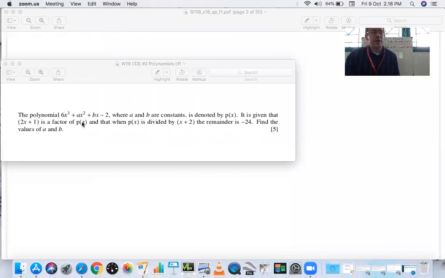It says the polynomial 6x cubed plus ax squared plus bx minus 2, where a and b are constants, is denoted by p of x, our polynomial function of x. It is given that 2x plus 1 is a factor of our polynomial, and when our polynomial is divided by x plus 2, the remainder is negative 24. Find the values of a and b.